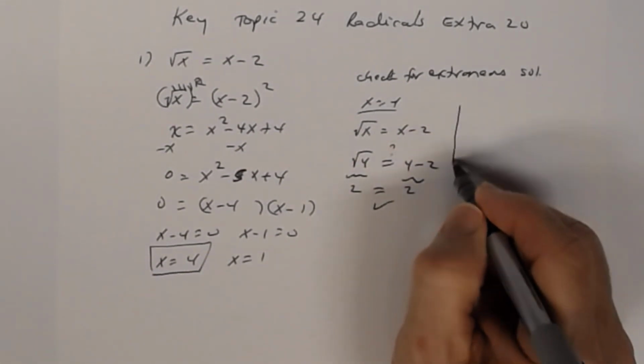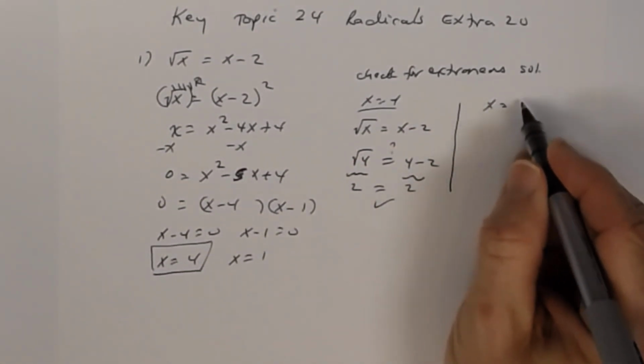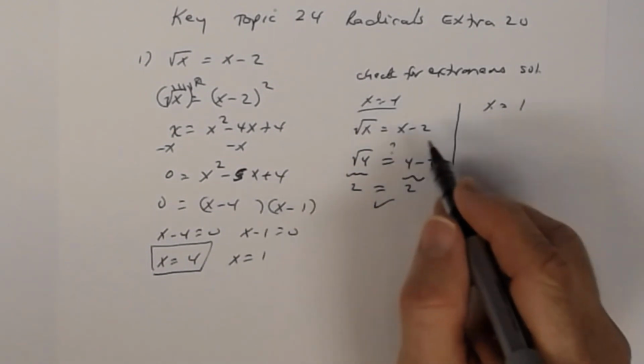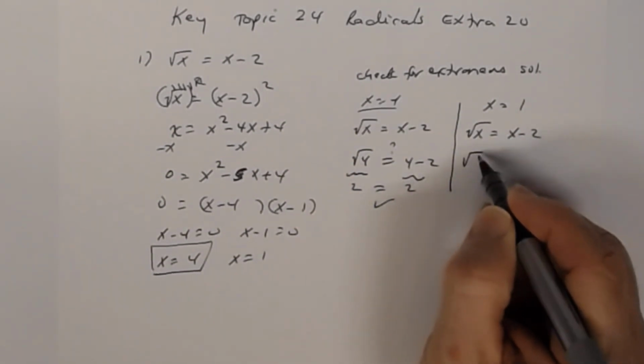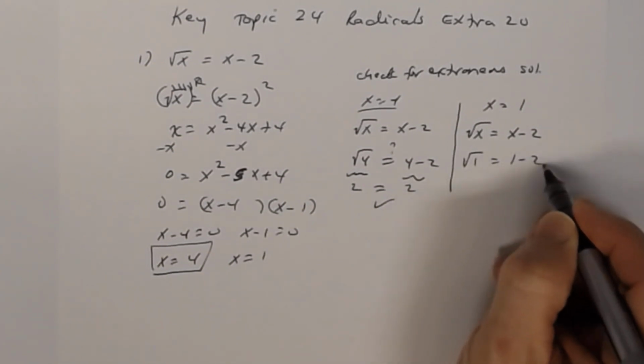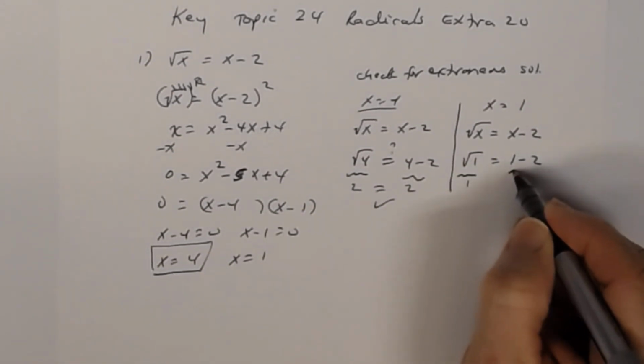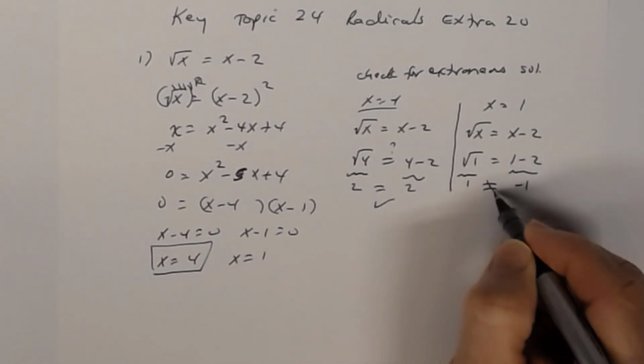Now let's check x equal 1. When I substitute x equal 1 into the original, I get the square root of 1 equal 1 minus 2. The square root of 1 is 1, and 1 minus 2 is negative 1, and those are not equal.